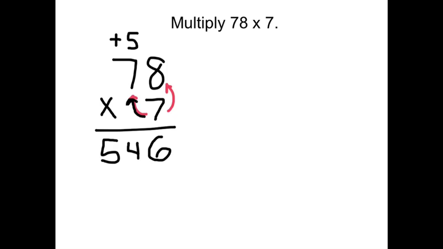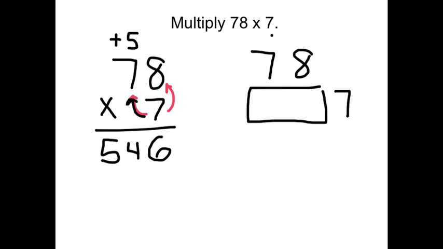The other way to do this is with the lattice method. To do the lattice method, you write your first number across, and then you write your second number vertically along the side. And then you draw a rectangle. Now, because I have one number on the side, I don't need to do anything on that. But because I have two numbers above it, I need to cut that rectangle into two, so that the 7 matches with its own box, the 8 matches with its own box, and on the side the 7 matches on its own box.